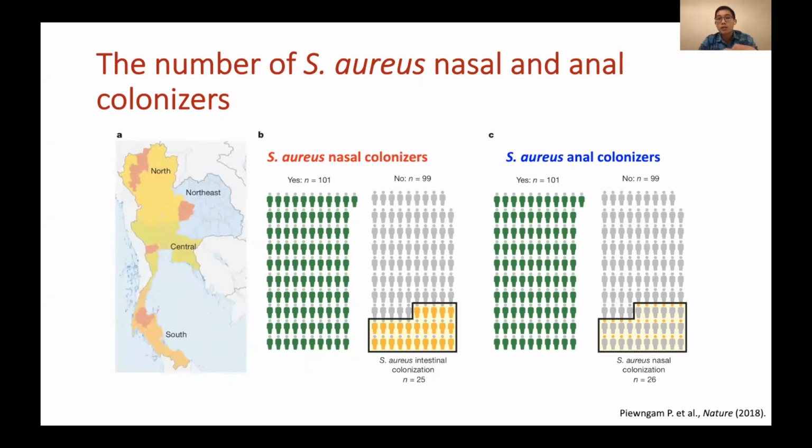So I got 200 people who were healthy volunteers, and then I swab them, and I get the feces and I culture them. So we get about 99 people, 25 people who have Staph aureus in the nose and 26 people who have Staph aureus in the gut. And then I isolate the DNA to study the microbiome.